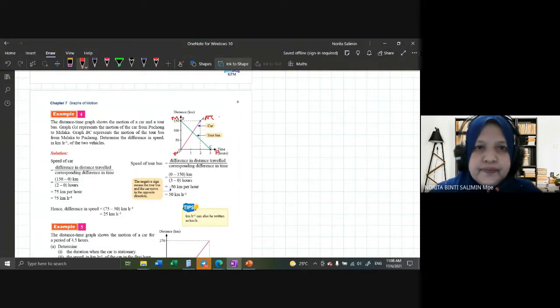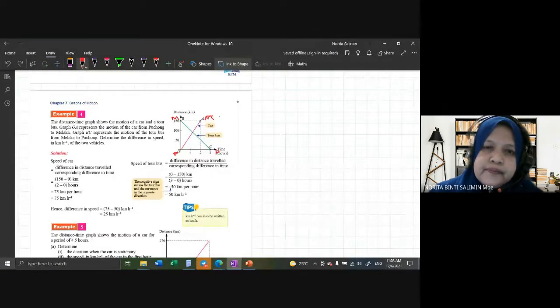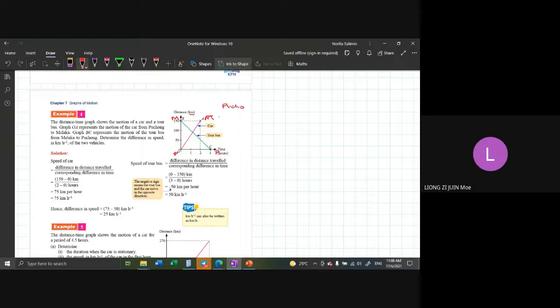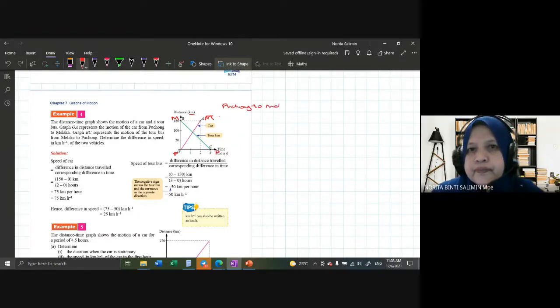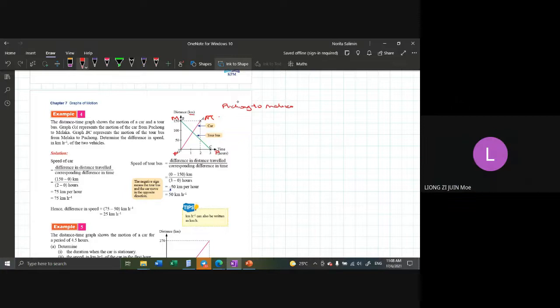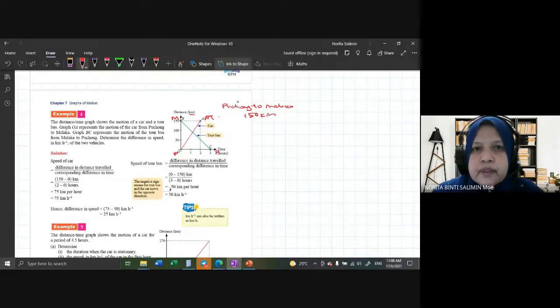Okay, can you understand the graph? That means from Puchong to Malacca, the car starts from 0. What is the distance from Puchong to Malacca? How many kilometers? 150 kilometers. The car does not stop. The car moves continuously from Puchong until it arrives in Malacca.